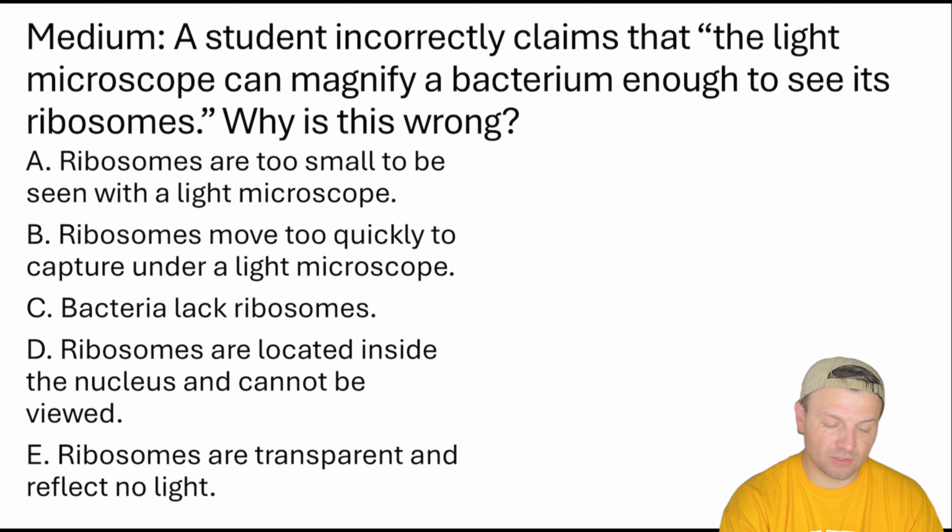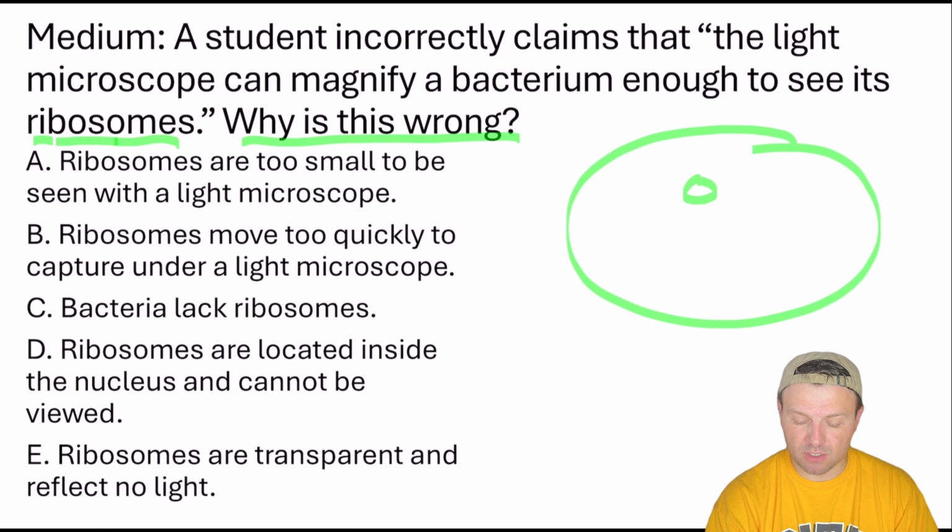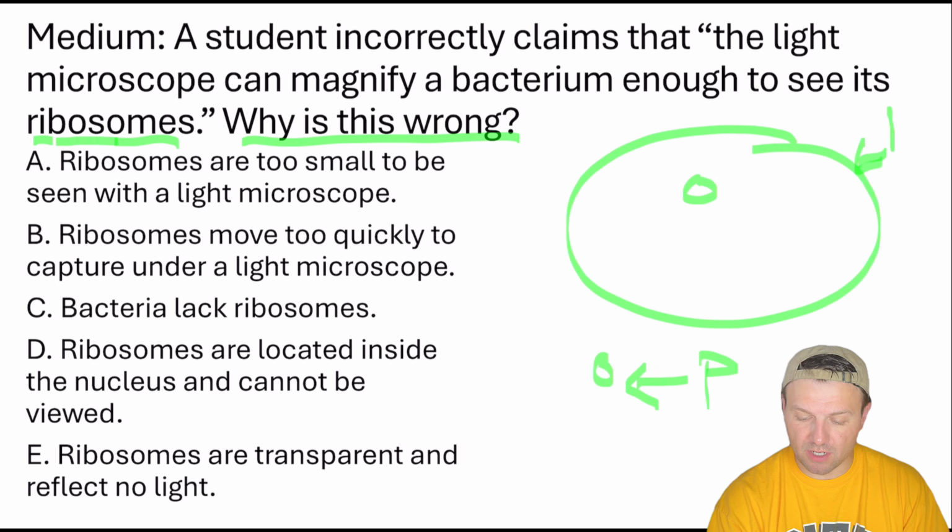Here's the medium question. A student incorrectly claims that the light microscope can magnify a bacteria enough to see its ribosomes. Why is this wrong? So remember that eukaryotic cells are much larger than prokaryotic cells. This is like a prokaryotic cell. This is a eukaryotic cell.